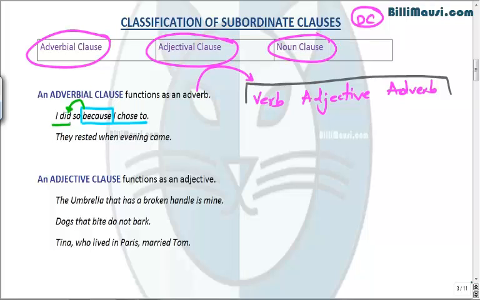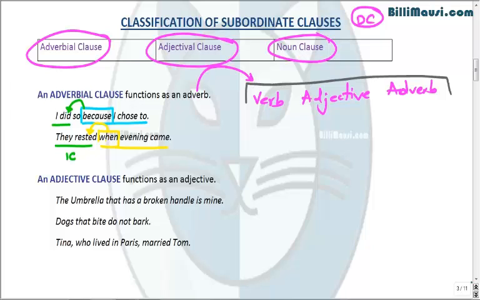In the next sentence, they rested. This is the independent clause. The dependent clause is when evening came. So hope you understood what do you mean by adverbial dependent clause. Another important note is that adverbial clause is always introduced by a subordinating conjunction.